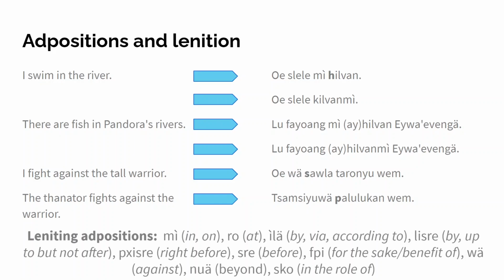So here is a list of adpositions that cause lenition. Me, which means in, on, ro, which means at, ile or ile, actually one of the very few words where there is no stress. You can do both. You can say ile and ile. Fì, by, via, according to. Lisre, by, up to, but not after. Isre.